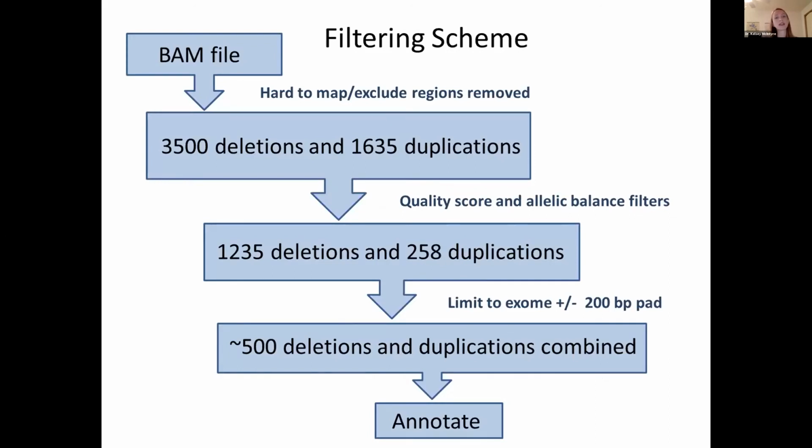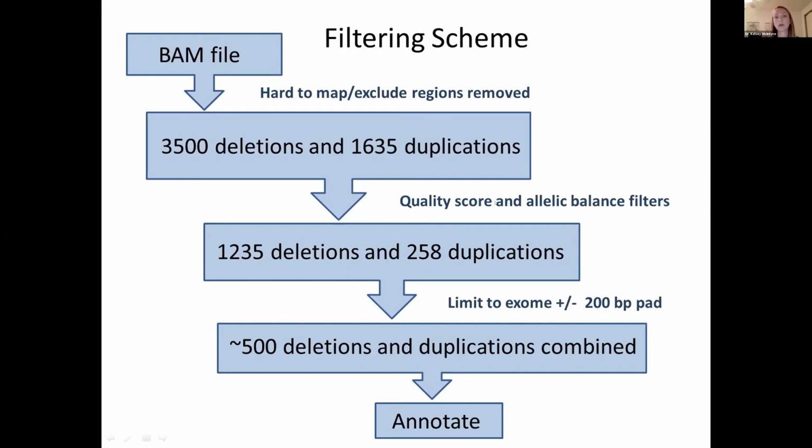So this is our filtering scheme. We're starting with our raw data, our BAM file. We're excluding those regions that are difficult to map, like we talked about. In the field, you can find exclude regions, or sets of areas of the genome that are repetitive, difficult to map, et cetera. We're never going to be able to confidently call copy number gains and losses there. In our first sample, our reference sample, that left us with 3,500 deletions and over 1,600 duplications, which is not a number that's feasible to interrogate clinically.